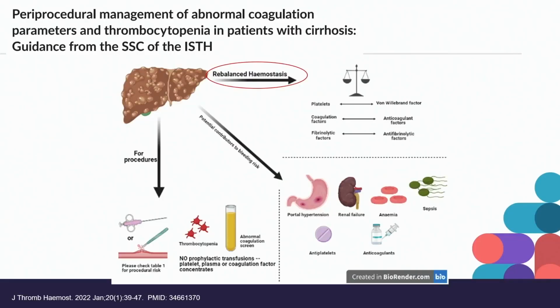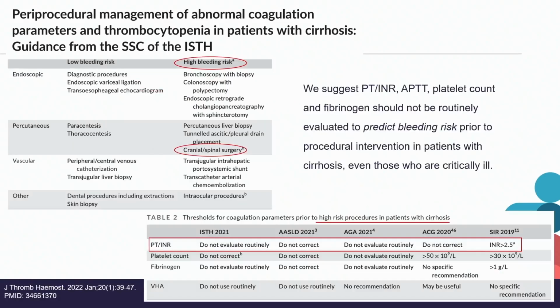What about the abnormal coagulation in the cirrhotic patients, so our patients here. This is from the International Society of Thrombosis and Hemostasis, and they're really pointing out that this elevated INR in our cirrhotic patients is from a rebalanced hemostasis. So it's not purely that these patients could be bleeding. Their guidance on these procedures doesn't address lumbar puncture specifically, but I kind of use cranial or spinal surgery, which we all know is a little bit more invasive than our spinals, as high bleeding risk. And they also say don't routinely evaluate it.